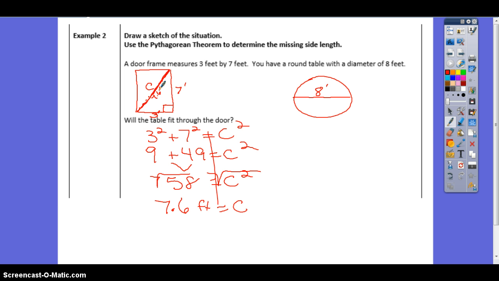Will that table fit through the door even if we tilt it on its angle on the side? No. No, we would not be able to get that through the door. So answering the last part, will it fit? No. Your work is your explanation, and you tell me yes or no.